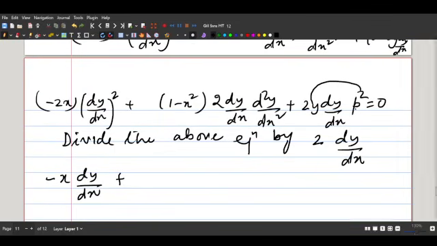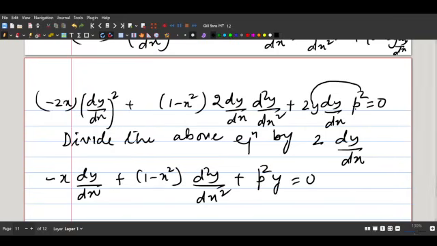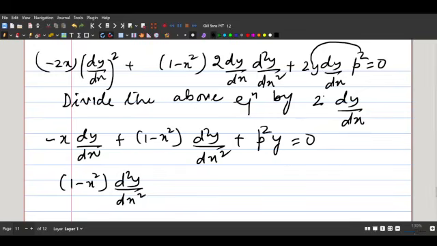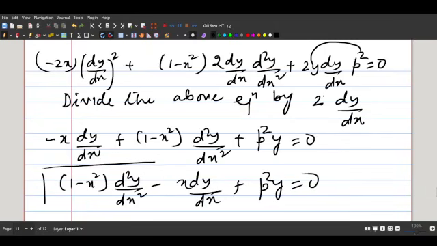So when you divide it by 2 times dy by dx, it's going to give you 1 minus x square d square y upon dx square. Again, if you divide this, I'm going to have p square y equal to 0. And just rewrite this: 1 minus x square d square y upon dx square minus x. So this is the result.